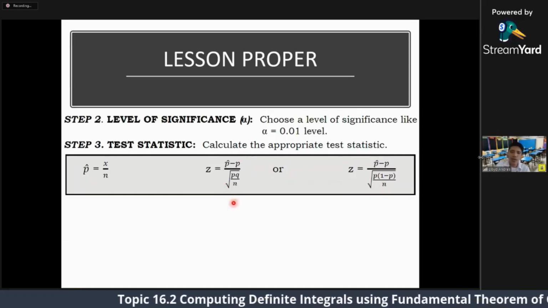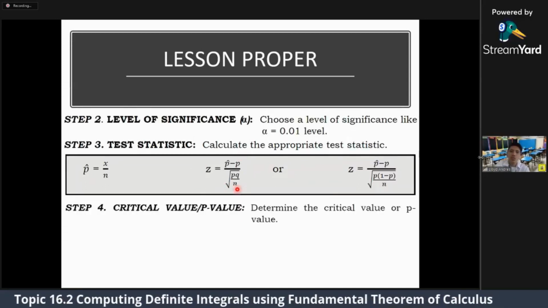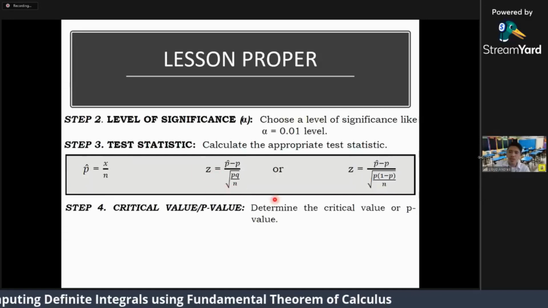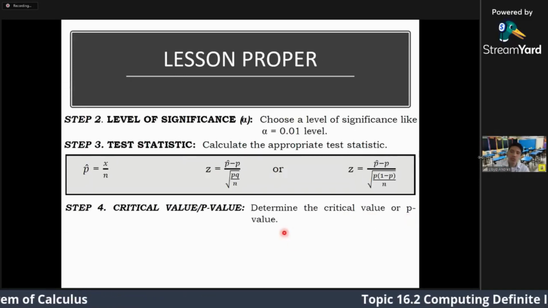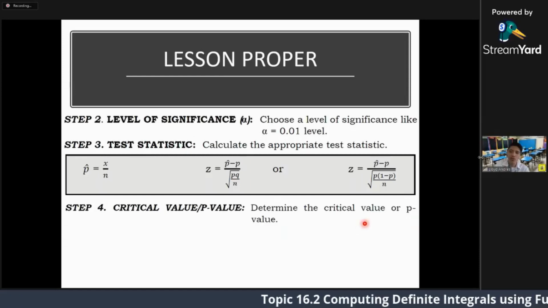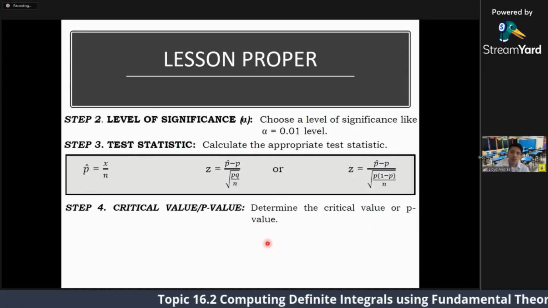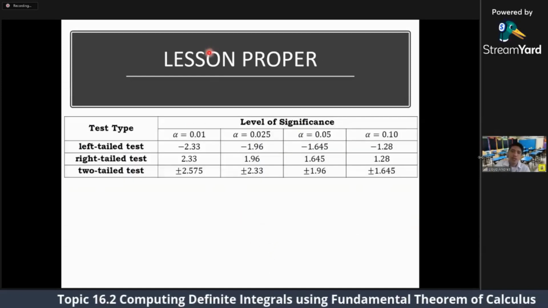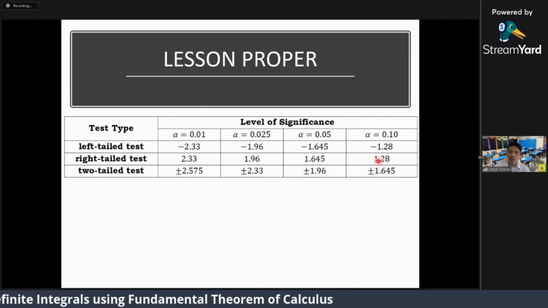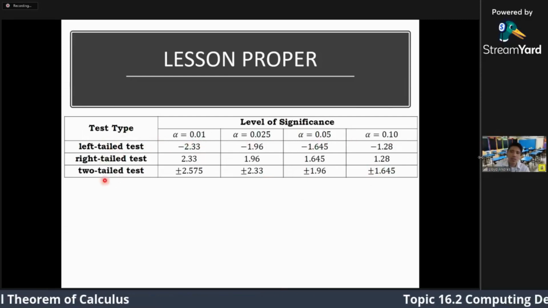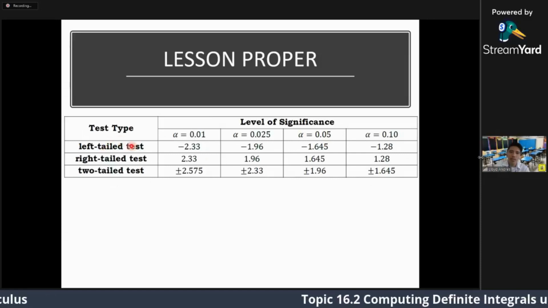After you calculate the appropriate test statistic, you will now determine the critical value. If you use the critical value approach, or if you do not, you will use the p-value approach. In determining the critical value, the table is our basis. It depends on your alpha and on your test type, whether left-tailed, right-tailed, or two-tailed.